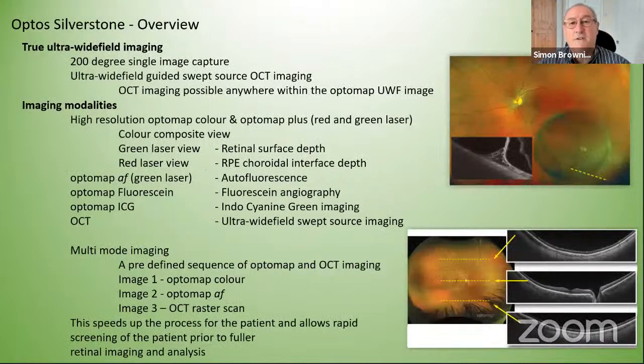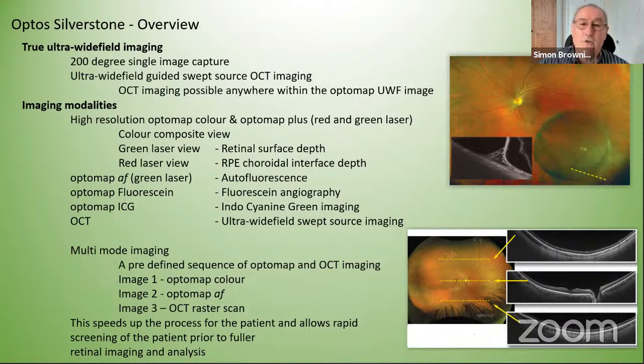If we look at the Silverstone, now the Silverstone is the latest in the family. Again, you get a 200-degree image of the retina. This time you've now got an ultra wide field guided swept source OCT imaging device in there as well. And now with this device, as you can see again from the images on the right there, OCT imaging is possible anywhere within that Optomap image that you've captured. Again, you've got a high resolution Optomap Color and Optomap Plus system.